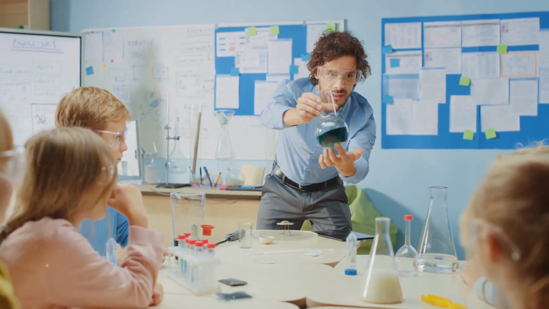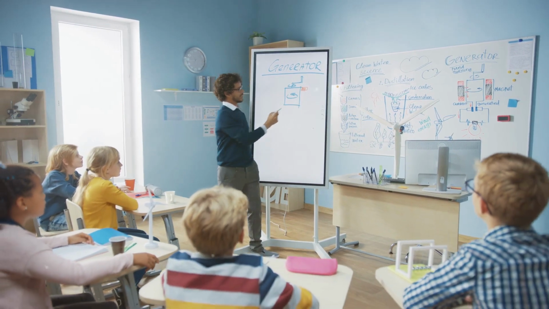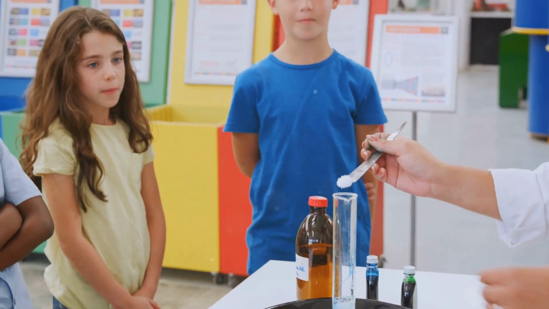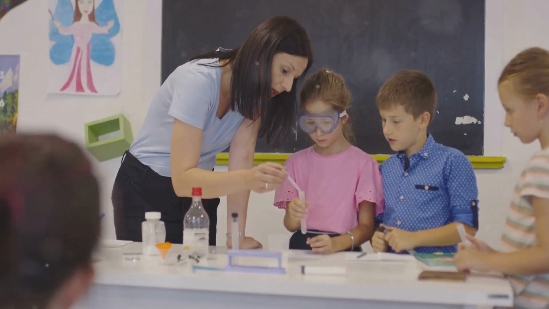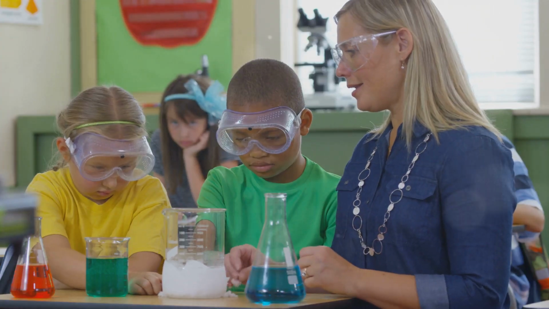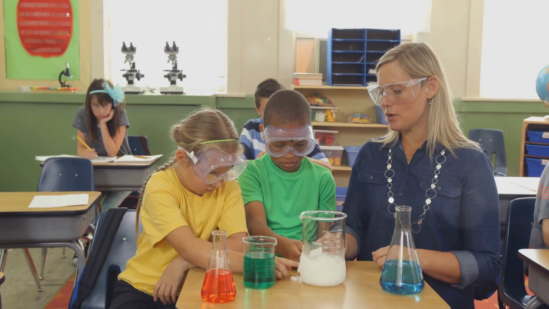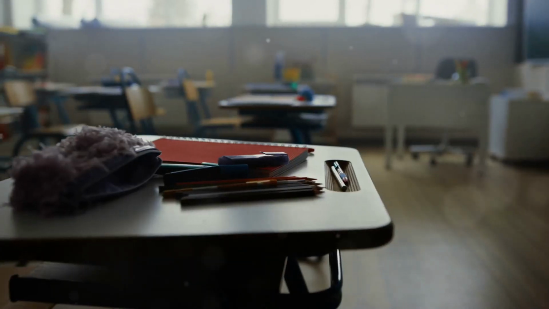Alright class, today we're going to learn about the different types of matter and how we can describe and classify them as solids, liquids, and gases. Everything around us is made of matter, but not all matter is the same. We can tell the difference by looking at its physical properties. Let's explore what makes a solid, a liquid, and a gas special, and how we can tell them apart based on how they behave. Let's start with solids.